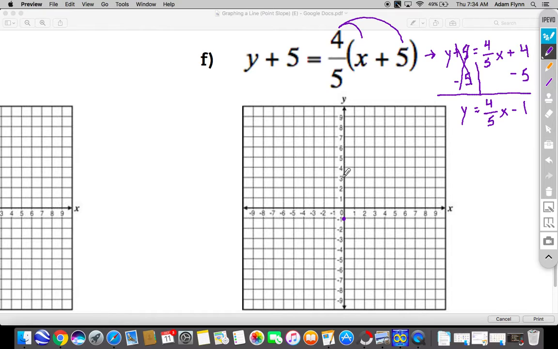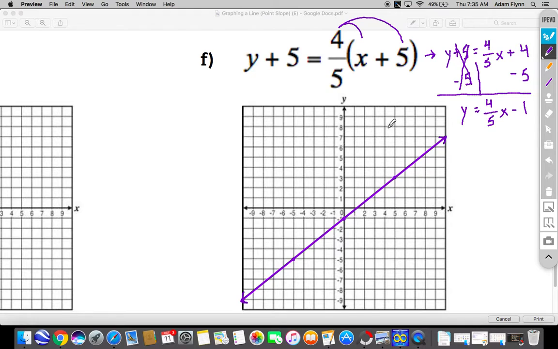And I will go up 4 and to the right 5. Up 4 and to the right 5. Or I could go down 4 and to the left 5. Down 4 more and to the left 5. Now I'll draw one big line connecting all my dots, or my points. And the arrows are always a nice addition.